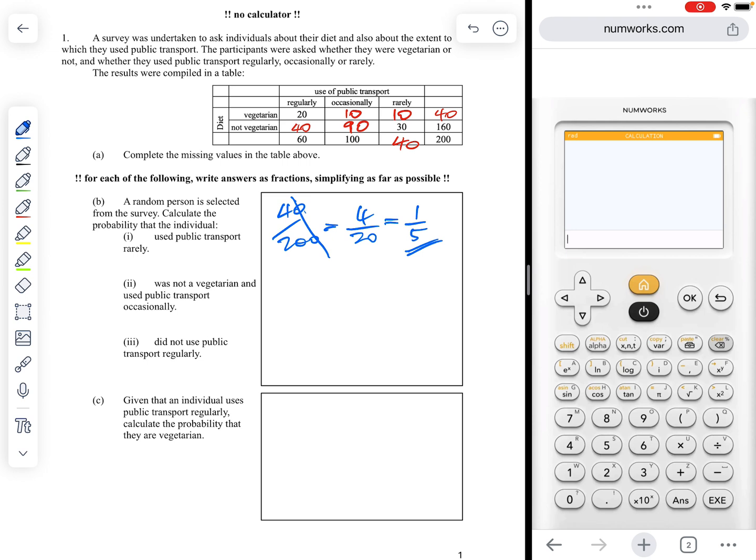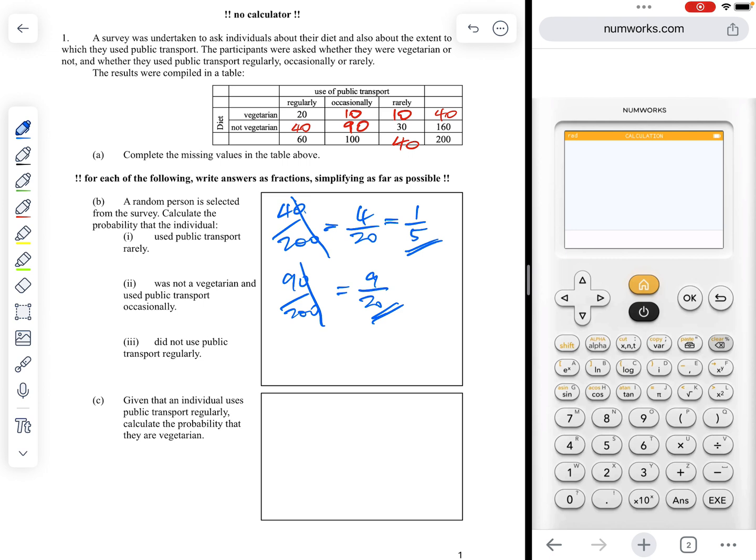B2, a random person from the whole survey. So out of 200, we are specifically looking for not a vegetarian, used public transport occasionally. So occasionally and not a vegetarian, that is the 90. So it's 90 out of 200. We could divide the top and bottom by 10. We have 9 out of 20. And there is no common factor. We can't go any further.